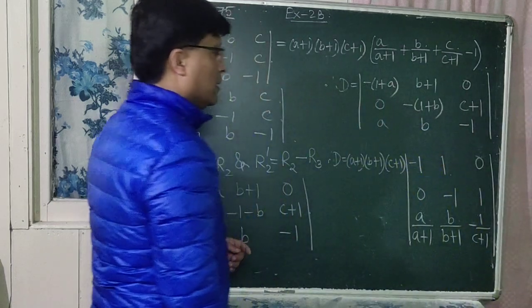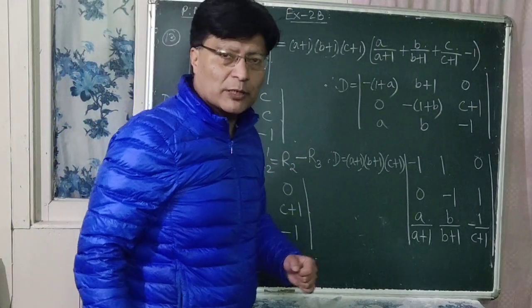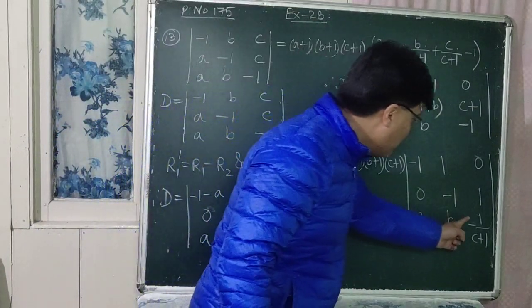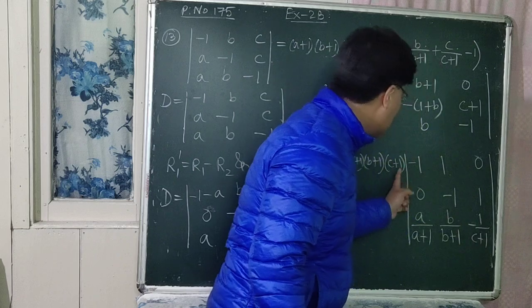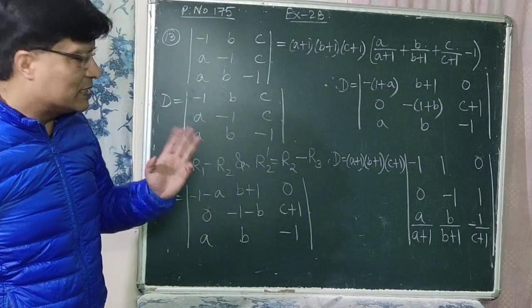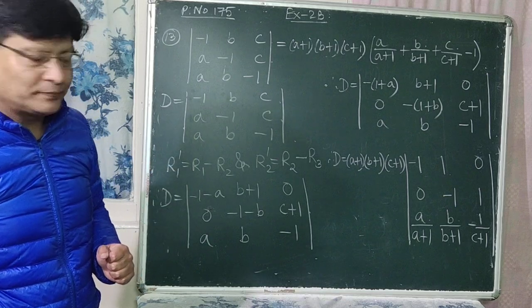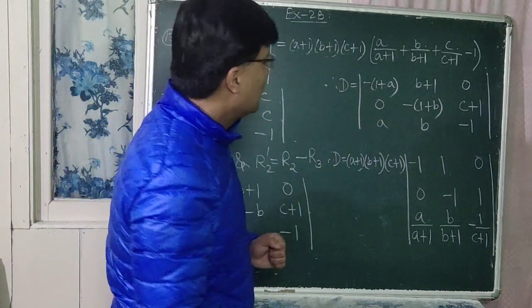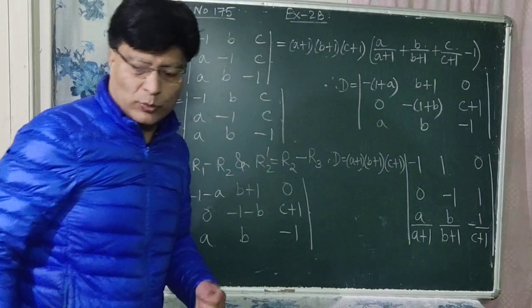You write minus 1 upon C plus 1. Let us check: if you multiply minus 1 upon C plus 1 by C plus 1, what do we get? You will get minus 1. Is that clear to all of you? Okay. So this is the determinant. We are simplifying it.